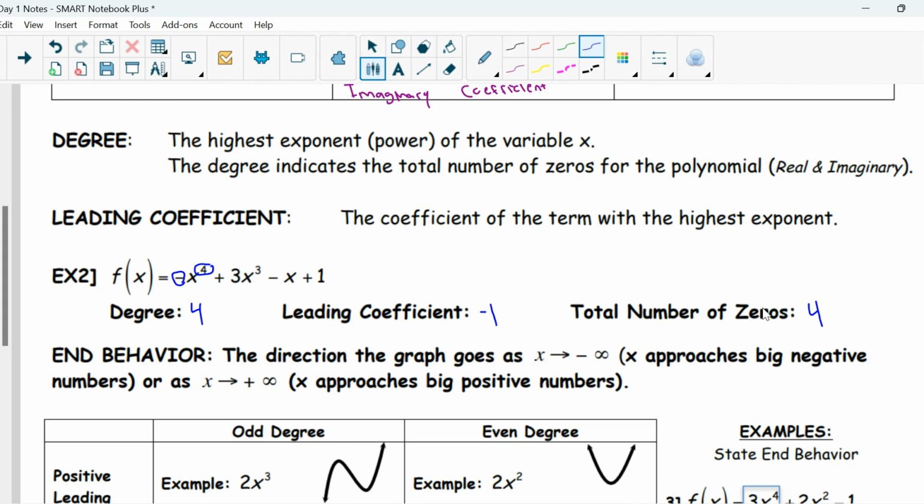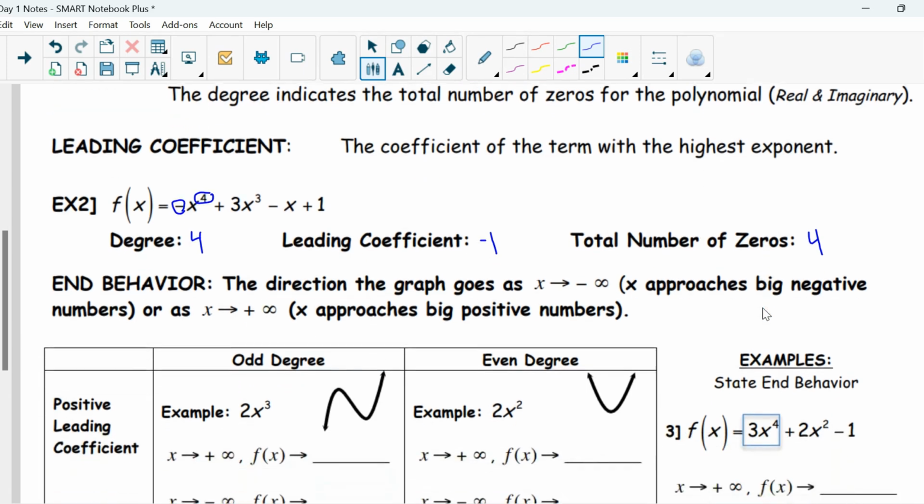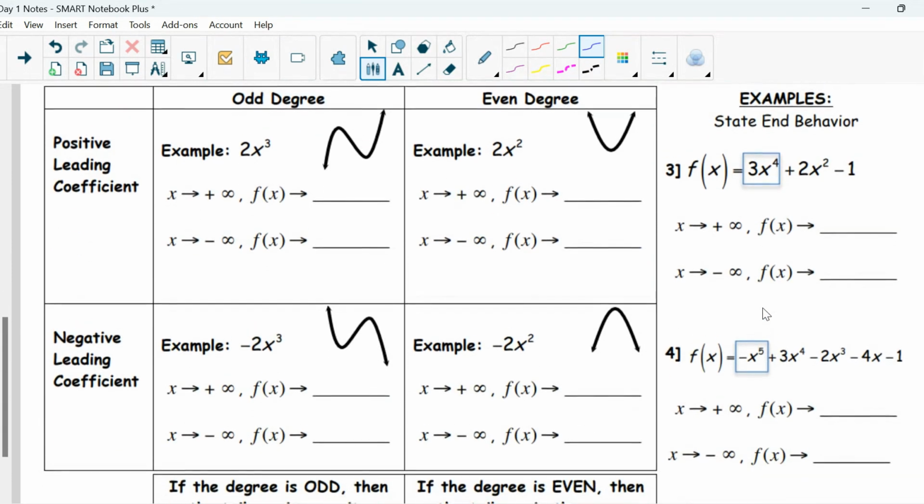All right, the next thing we're looking at is end behavior. End behavior is super important for those of you that are taking college algebra or pre-calc next school year. End behavior is the direction that the graph goes as x approaches negative infinity, so as x approaches big negative numbers, or as x approaches positive infinity, which is just the numbers in the positive direction. We have a nice chart here that shows all of the different scenarios, meaning our two different kinds of leading coefficients, and then the two types of degrees that we're working with.